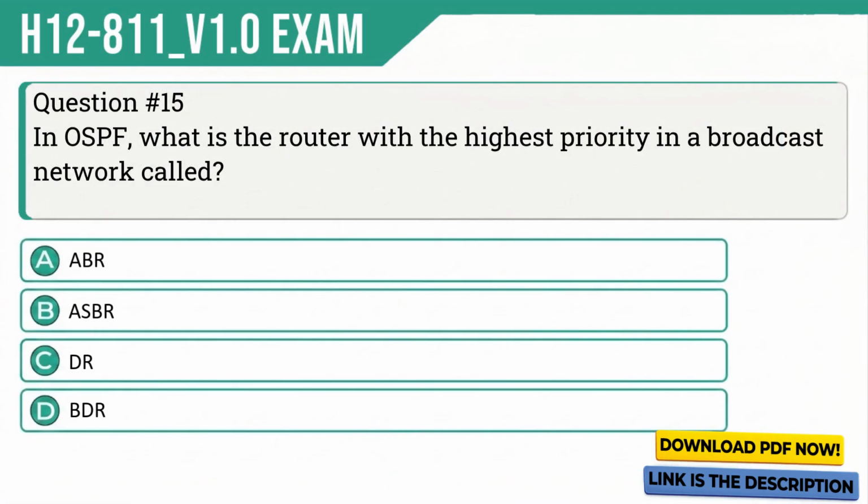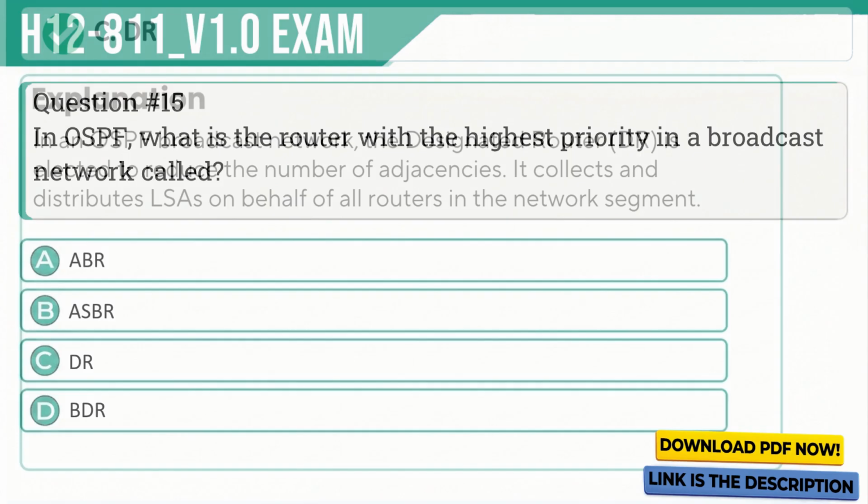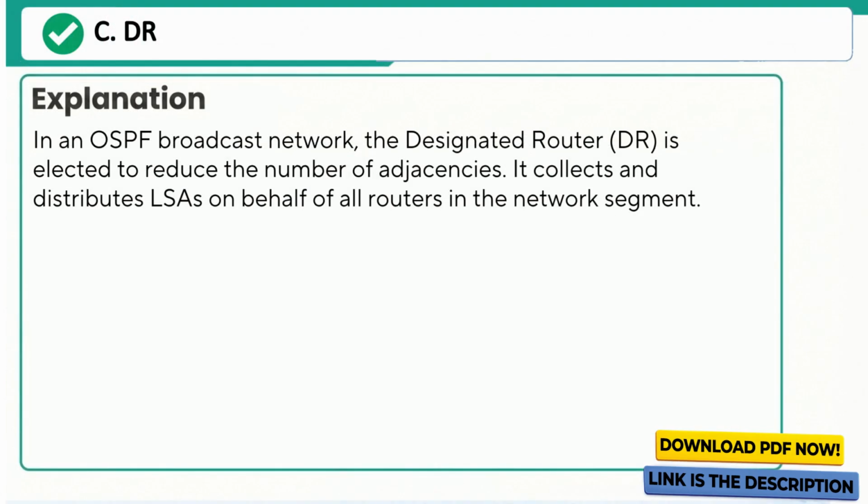Question number 15. In OSPF, what is the router with the highest priority in a broadcast network called? A. ABR. B. ASBR. C. DR. Correct answer: C. DR. In an OSPF broadcast network, the designated router, DR, is elected to reduce the number of adjacencies. It collects and distributes LSAs on behalf of all routers in the network segment.